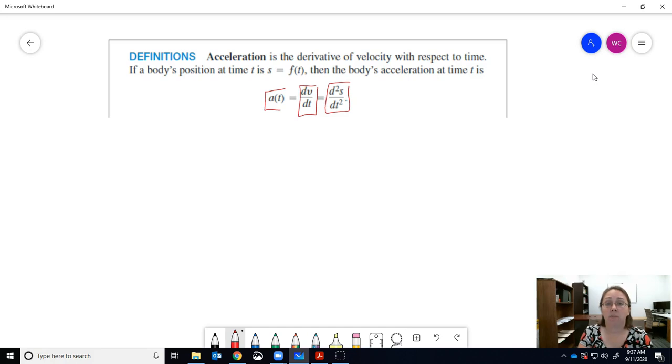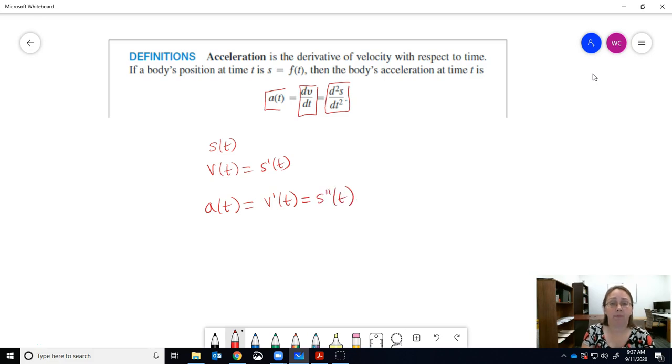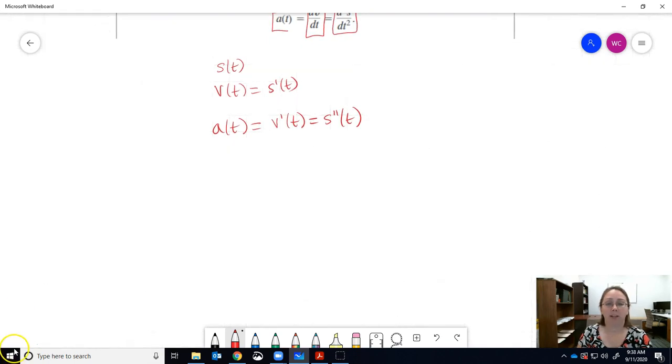So these are the relationship between the three. We start with position, then we talk about velocity as being the first derivative of the position, and then we can talk about acceleration being the derivative of velocity, or the second derivative of your position function. All right, so we're going to use all of those to solve some problems. Let me bring those up.